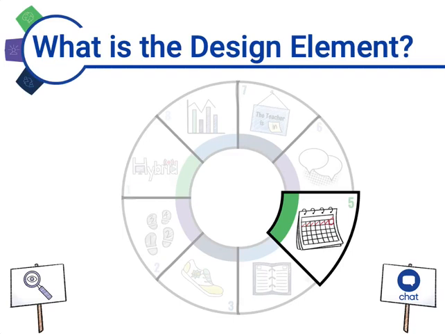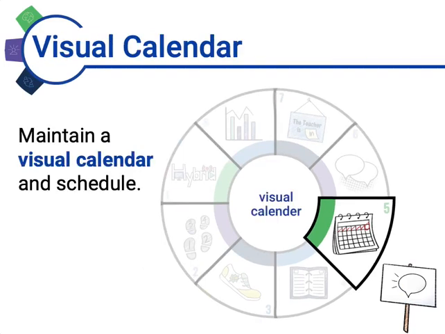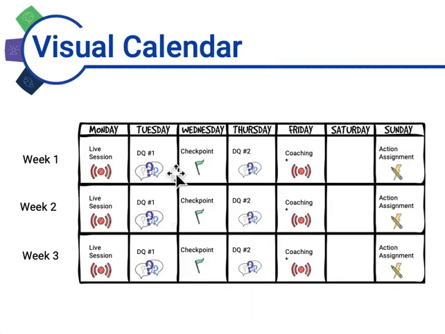Design element number 5 is to provide a visual calendar. Learners come in and out of this experience again, and so it's much easier for a learner to find what is happening if they have a visual calendar. That's a super small strategy, but it's really, really effective in an online learning environment.